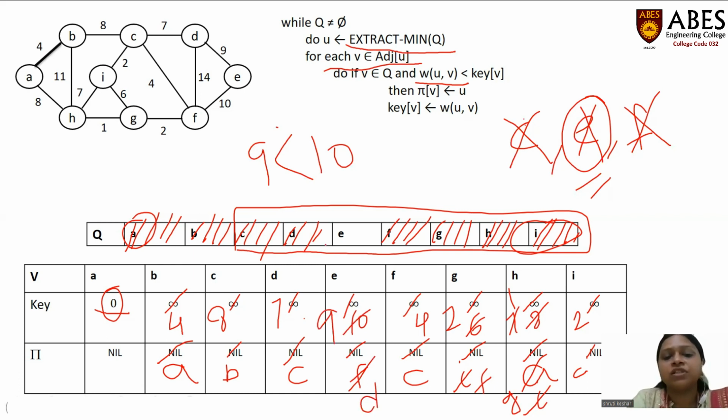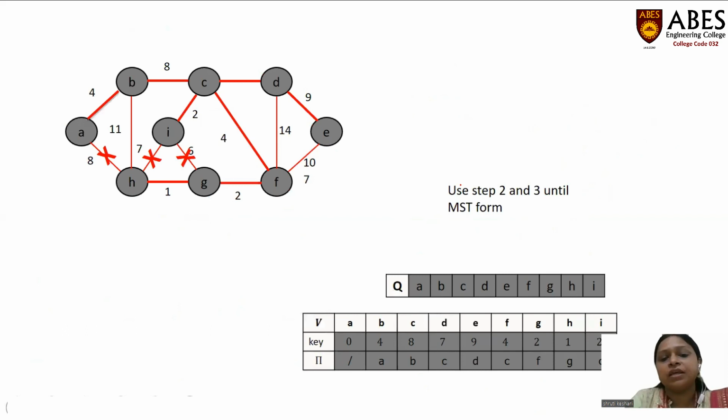Now the last vertex, that is E. No need to check anything else because this will not consider anything here. Now this will become your final. Pi is containing all the edges which we are adding in the MST. Pi is defining which edges we will consider. Like this one, you need to consider B to A, C to B, D to C, E to D, F to C, G to F, H to G, and I to C.